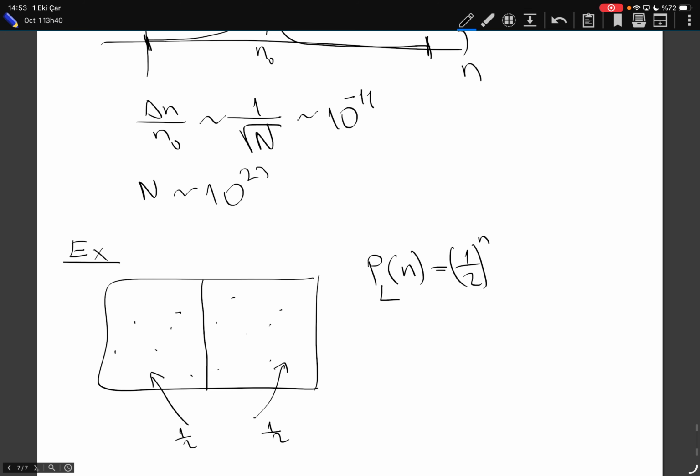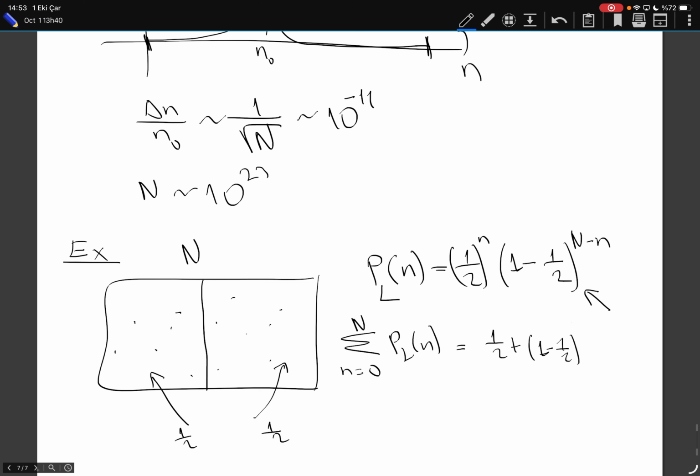You see, saying that n of these particles are on the left also tells me that, let's say the total number is N, the remaining ones are on the right. So I have to also multiply with that one. And in fact, if we just sum over all n from 0 up to capital N, with this factor, it is just 1/2 plus 1/2 to the power N. This is 1. And without that, it's not even properly normalized.